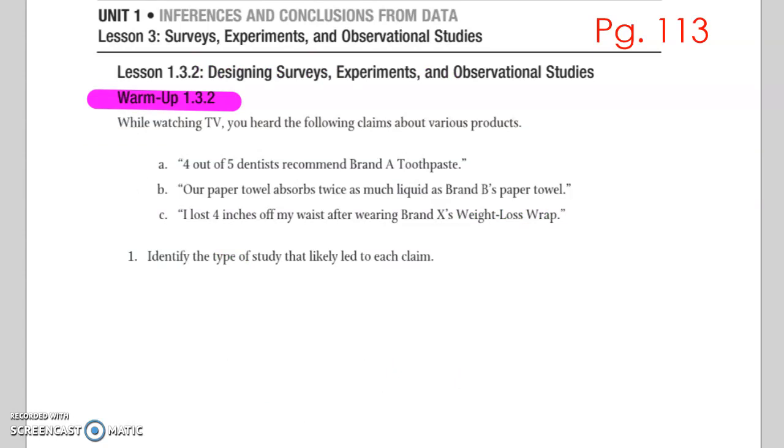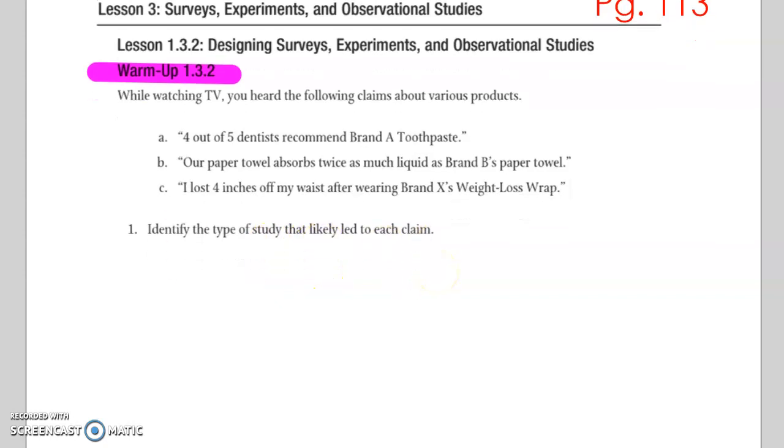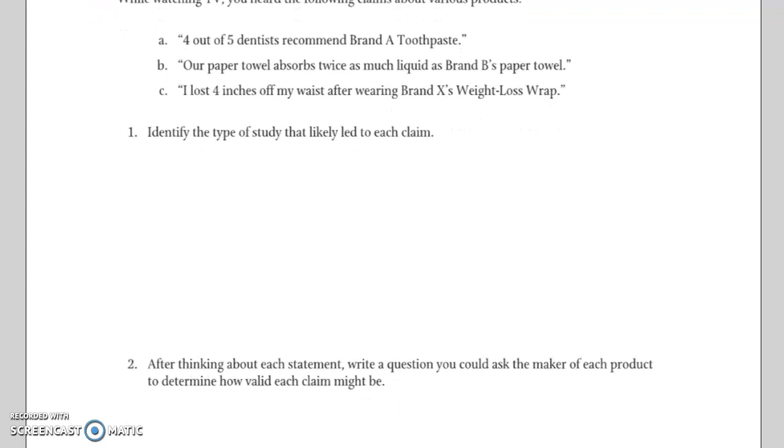All right, so page 113 takes us to the warm-up. You are given the following three claims, okay? Identify the type of study that would likely lead to each claim. Part 2 says, kind of question each of the claims, okay? Question how valid each of them might be.